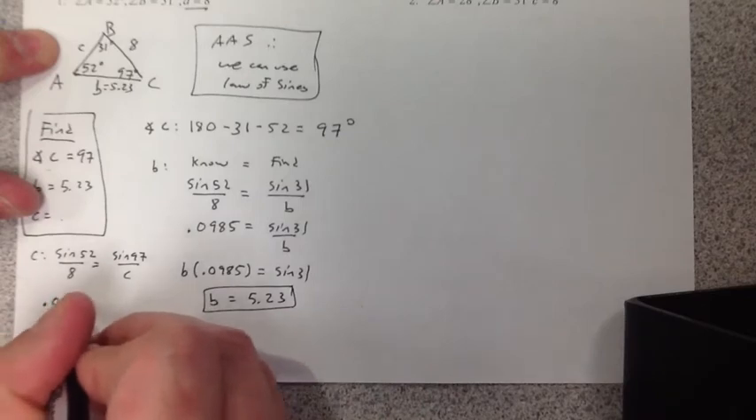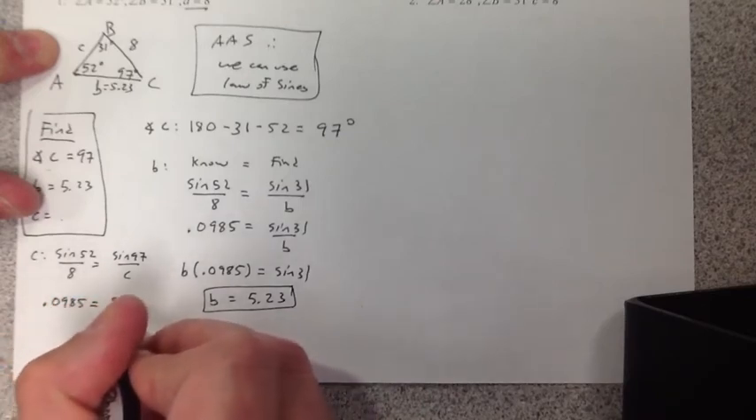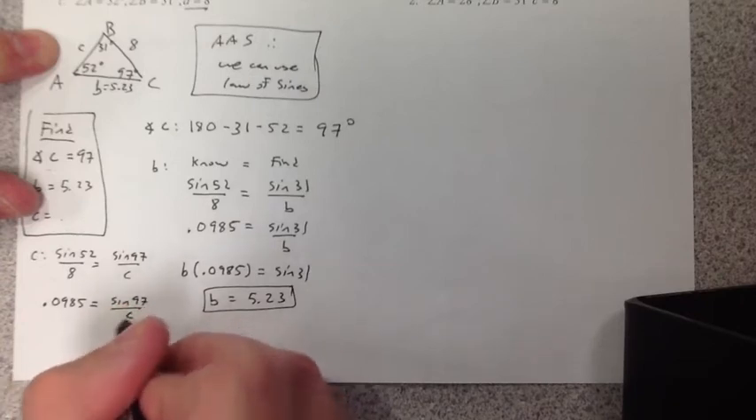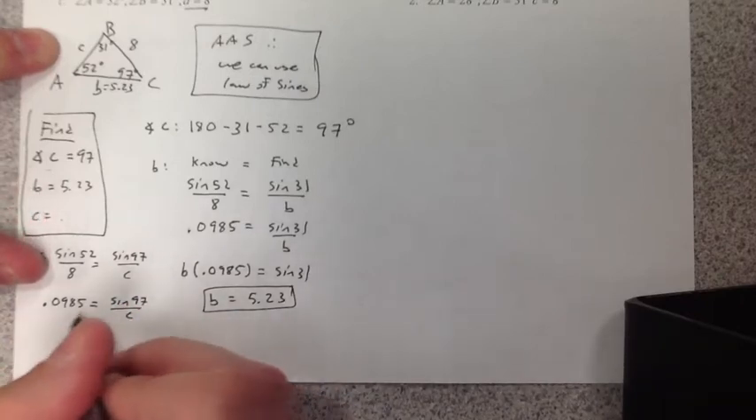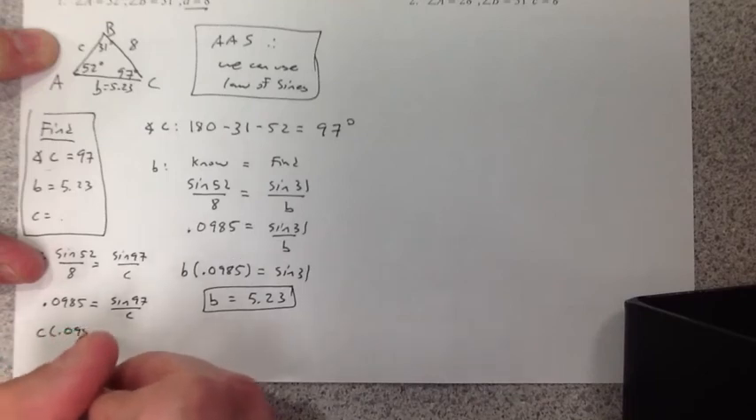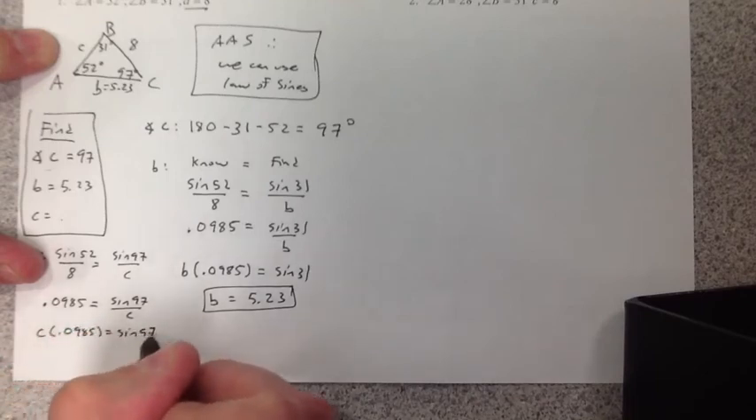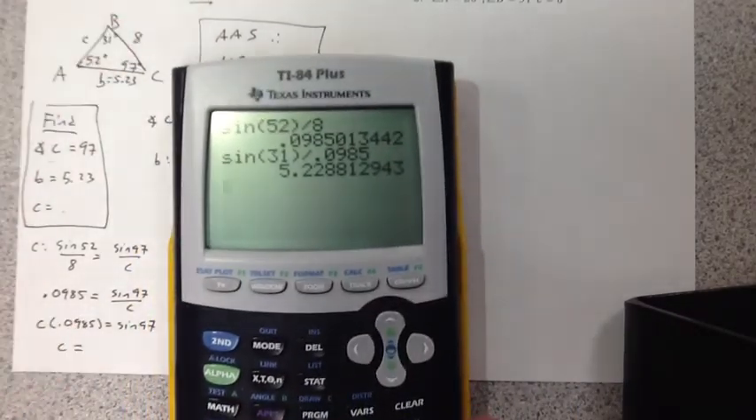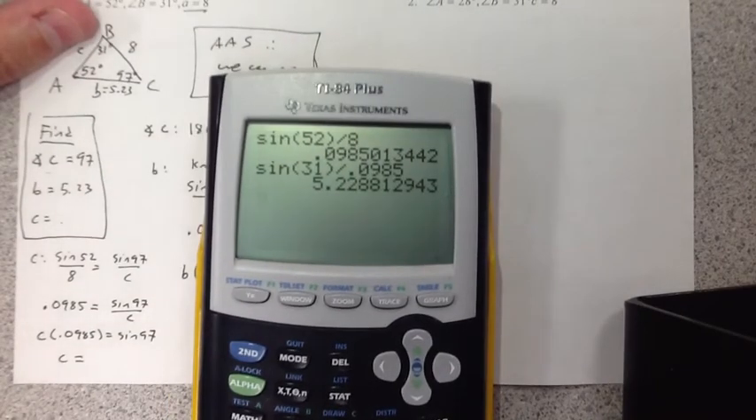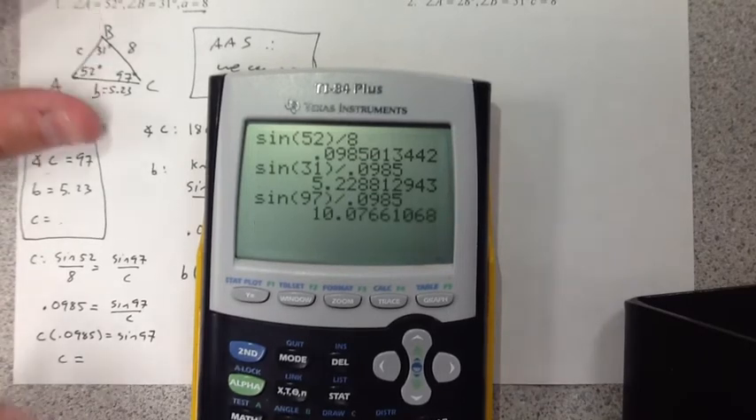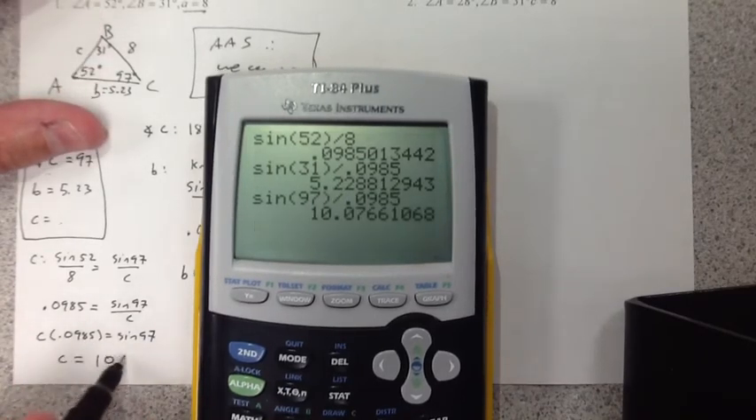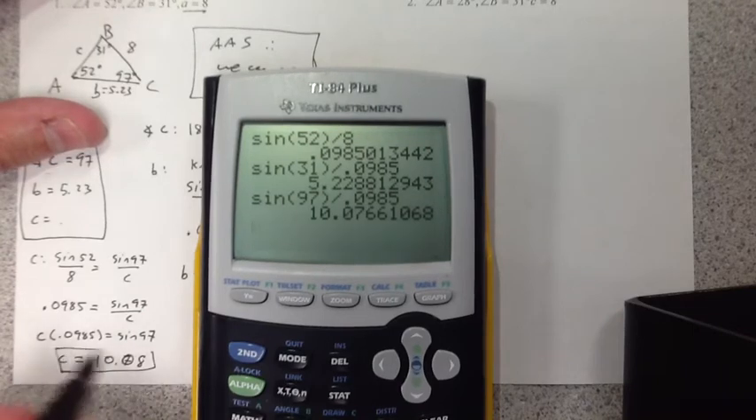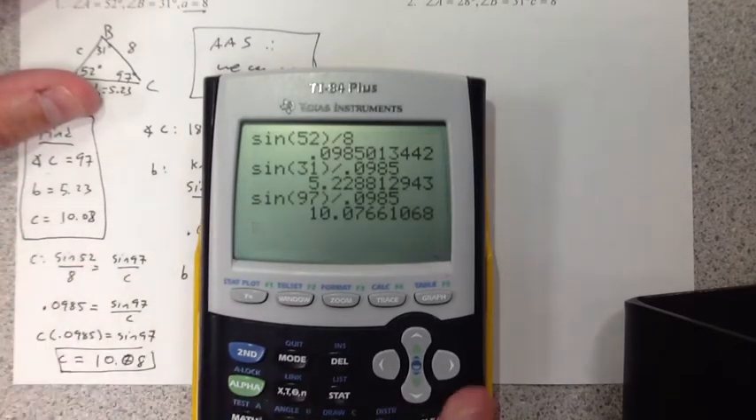This becomes 0.0985 equal to sine 97 over c. So same idea. I'm going to get c times 0.0985 equals the sine of 97, and I can use my calculator on this problem right here. So we get the sine of 97, divide that by 0.0985, and we hit enter, we get 10.08 for C. And there's our C value.